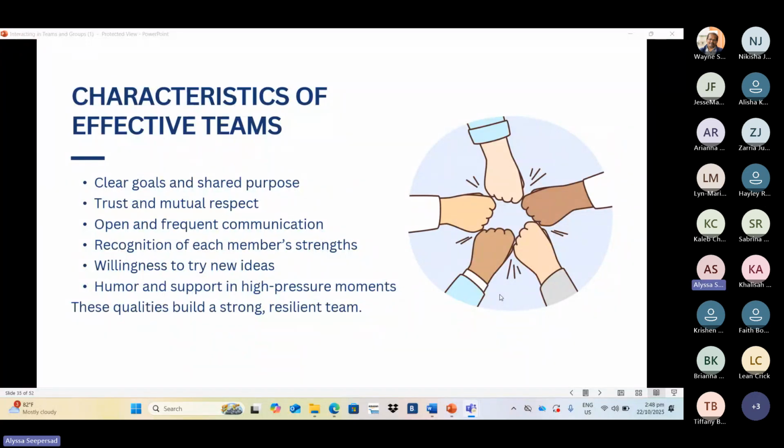So what makes a team truly effective? Here we see trust, communication, shared goals, and a willingness to be flexible and try new things. It's also about understanding each other's strengths, supporting each other, and even using humor to ease tension. And as it says, these qualities build a strong, resilient team.